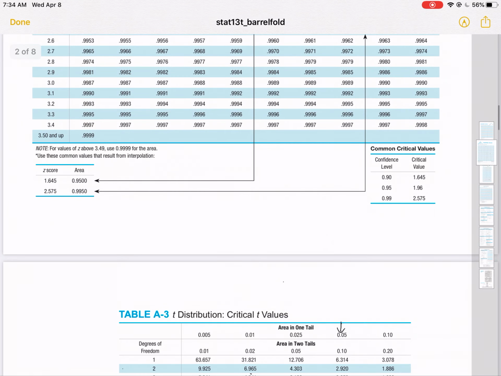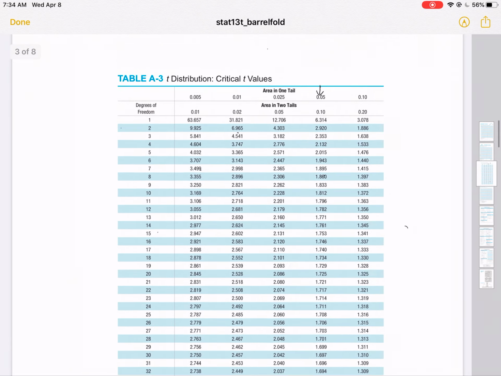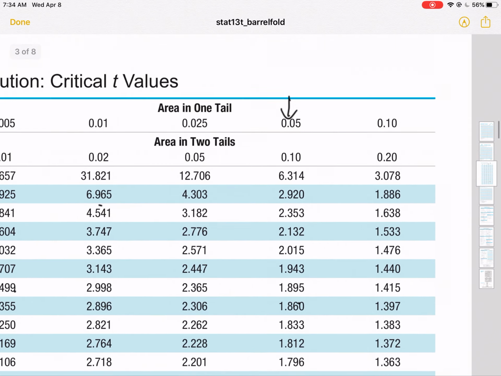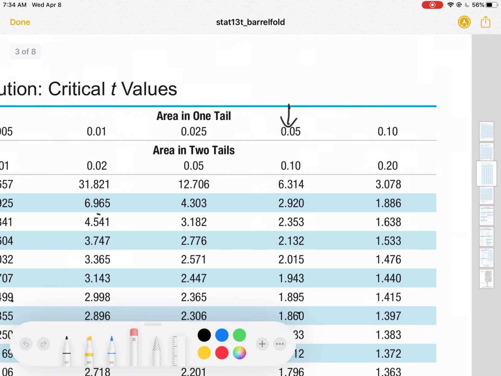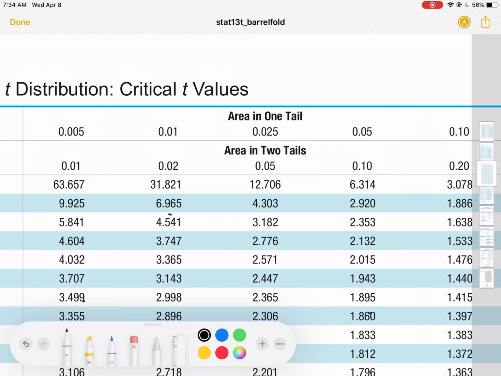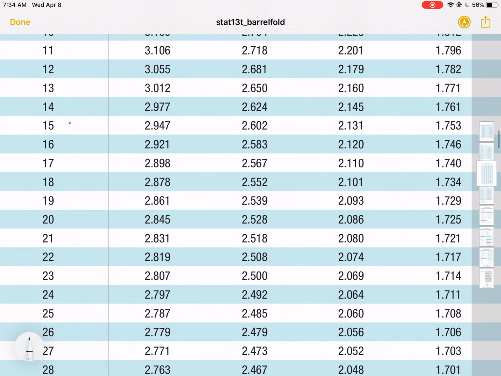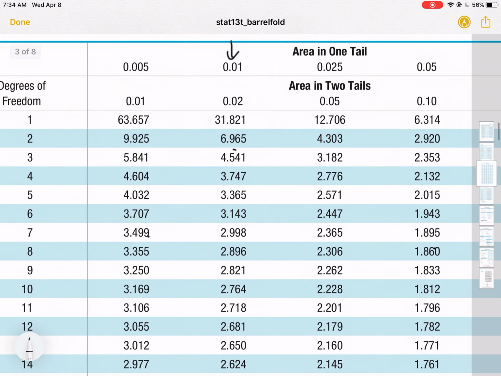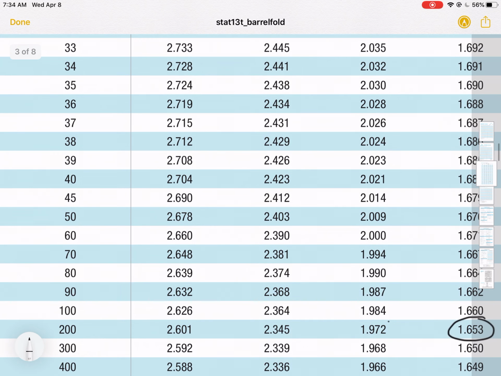Scroll on down to our t distribution, and we're still going to be at 198 degrees of freedom, so the 200th row. And where are we going to be? Well, we're not going to be in 0.05 in one tail. We're going to be in 0.01 in one tail. So 0.01 in one tail, 200 degrees of freedom. That's the second column right here. 200 was our closest row.